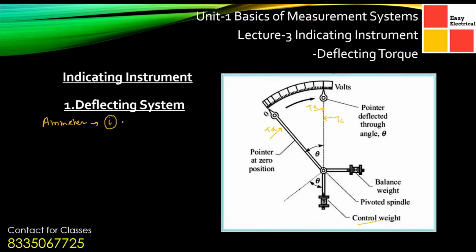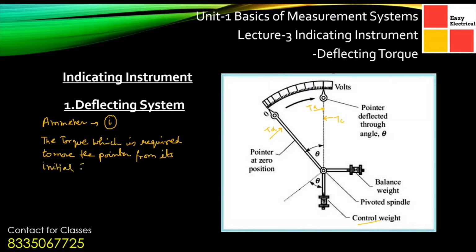So in one sentence we can write the deflecting system in this way: the torque which is required to move the pointer from its initial zero position to the final deflected position.